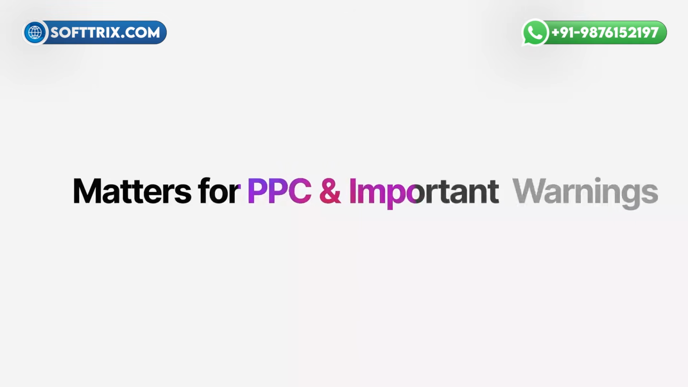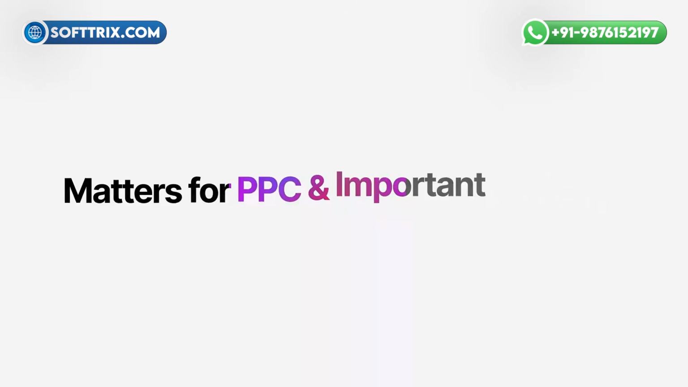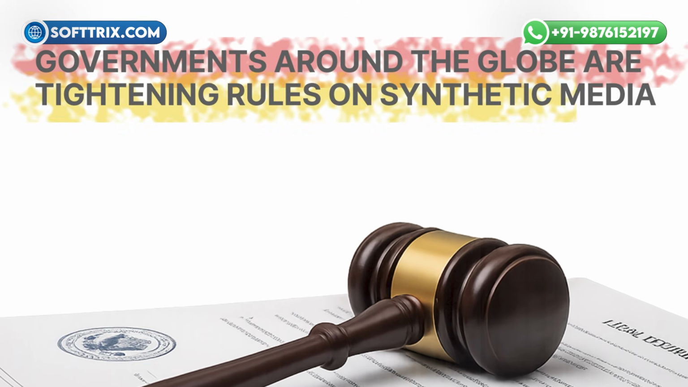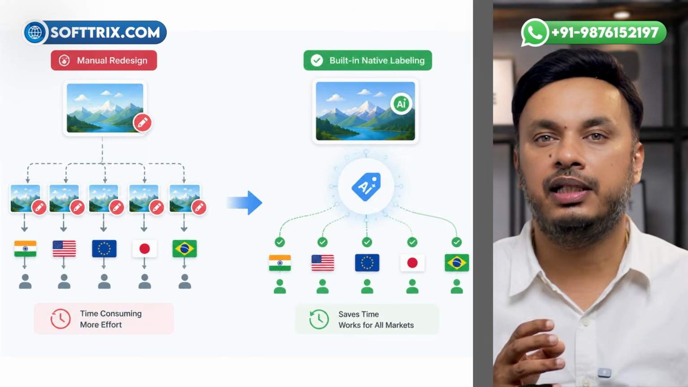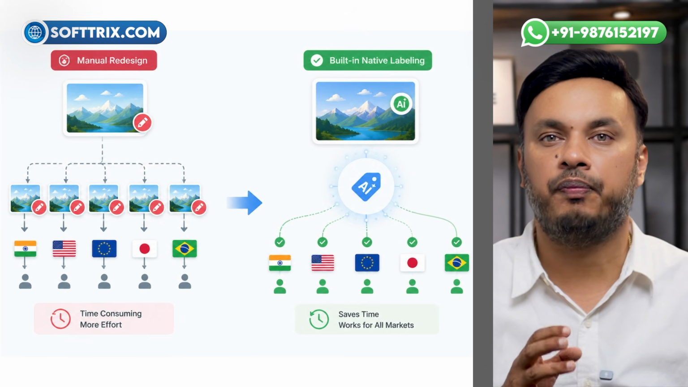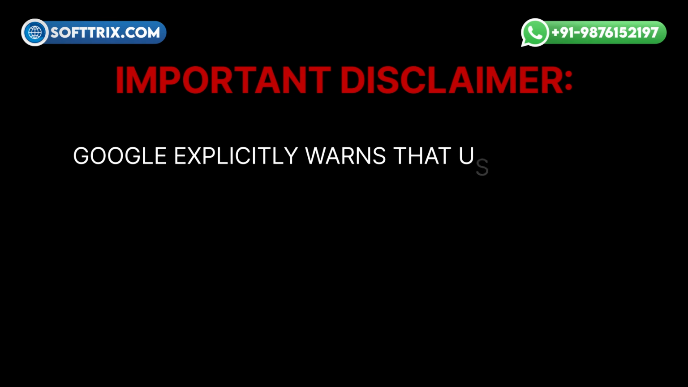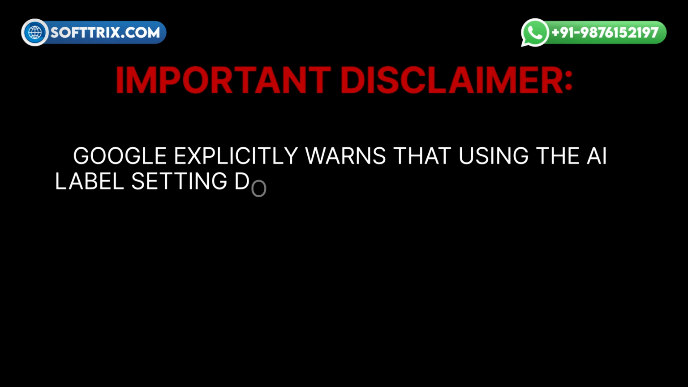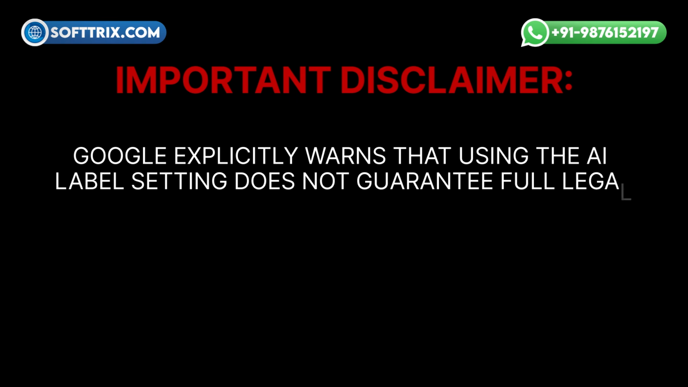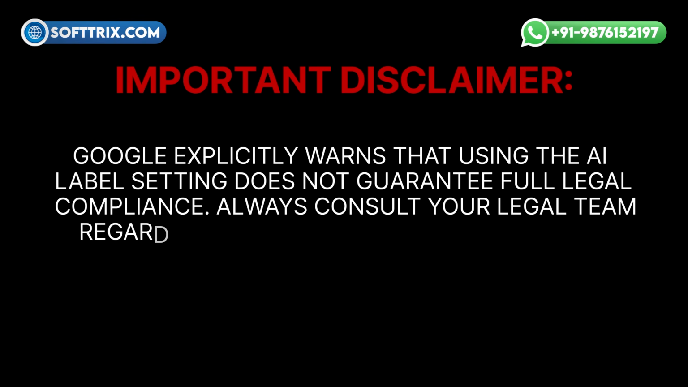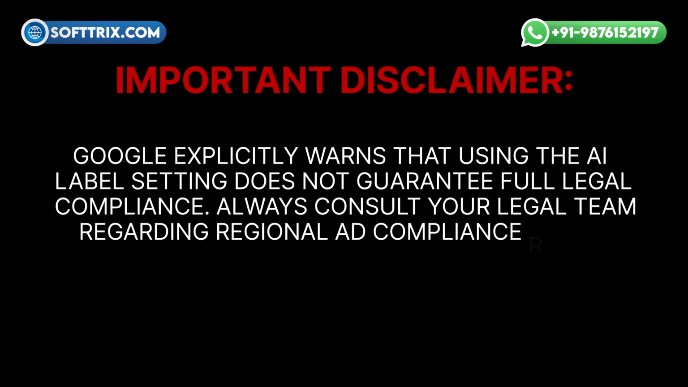Why this matters for PPC, and the important ones. First, compliance. Governments around the globe are tightening the rules on synthetic media. Built-in native labeling saves you from having to manually redesign the assets for every target market. Important disclaimer: Google explicitly warns that using the AI label setting does not guarantee full legal compliance. Always consult your legal team regarding regional ad compliance rules.